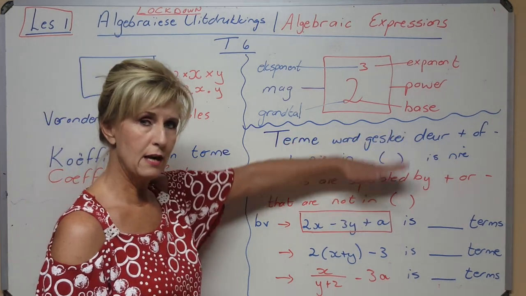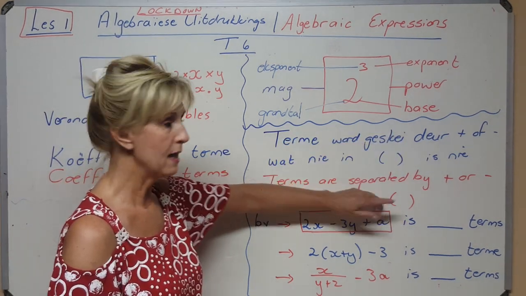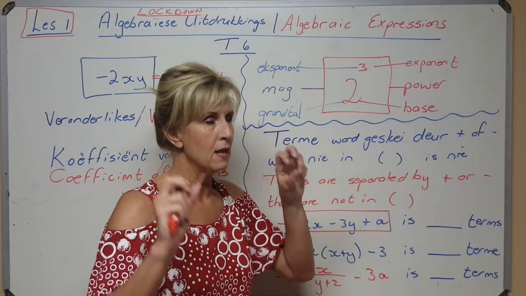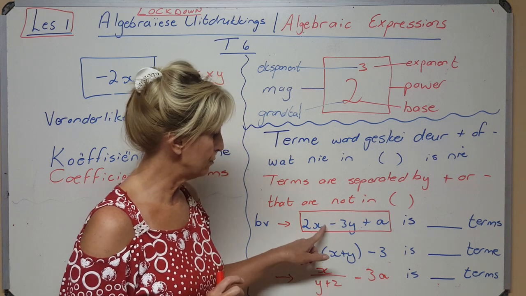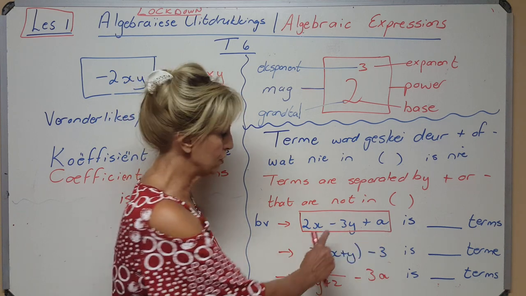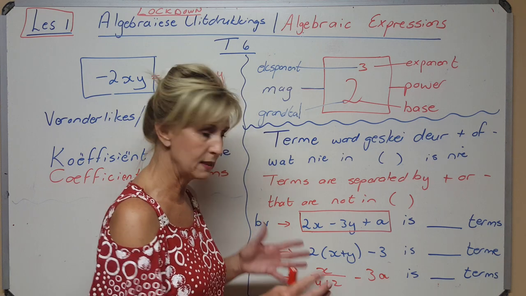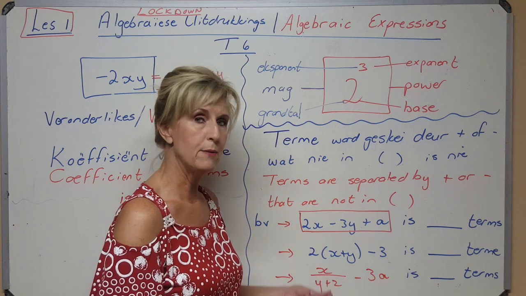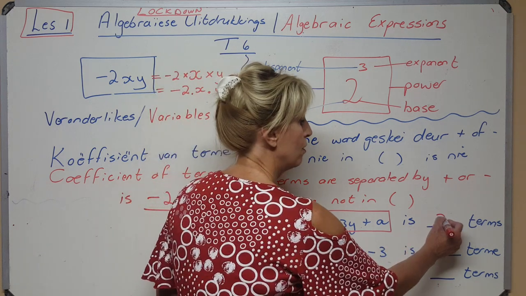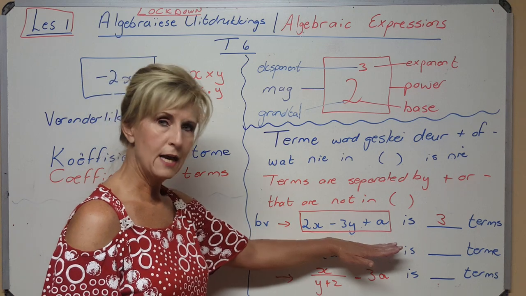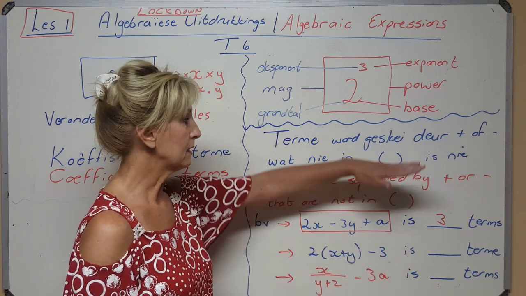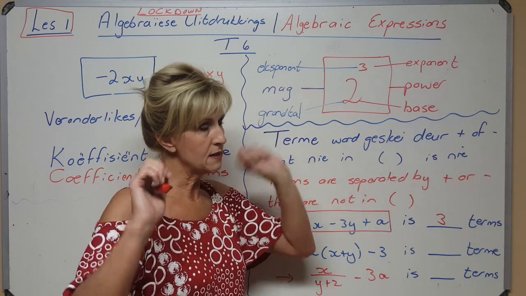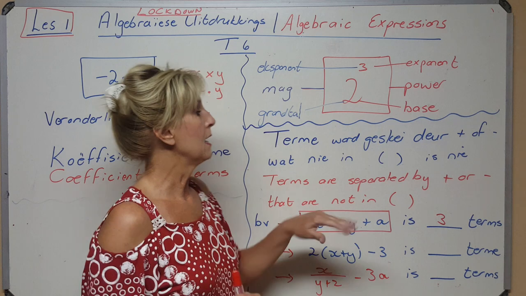So you have to realize that terms are separated by a plus and a minus that are not in brackets. It's not in brackets. So there should be 1, 2, 3 terms because of those 2 pluses and minuses separating the 1, 2, 3 terms. It's not how many pluses and minuses there are, it's how many terms they separate. So there are 3. As ek wil kyk hoeveel terme daar is, dan moet ek kyk wat word geskei deur plusse of minne wat nie in hakkies is nie. Ek gaan nou vir jou wys hoekom ek so sê.